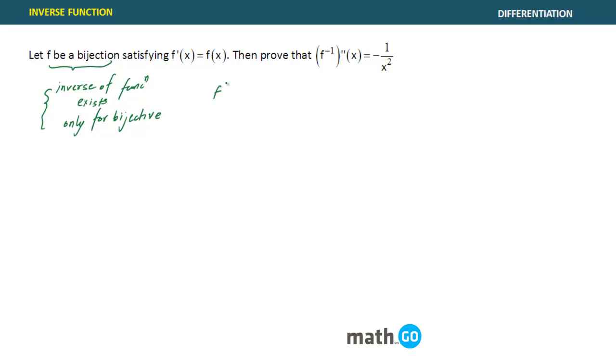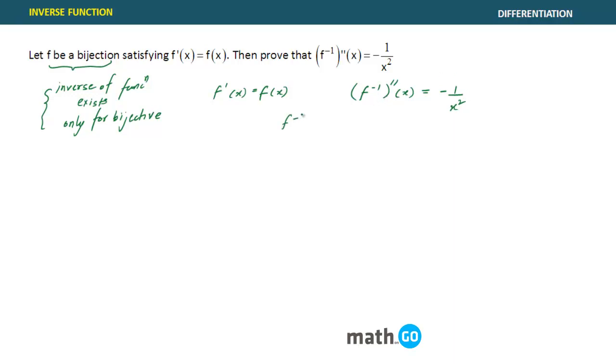Satisfying f dash x is equal to f x. Now this is given. Now you are asked to find the second derivative of the inverse function. So this statement means the second derivative of the inverse function is equal to minus 1 by x squared. This is what we want to prove. So for these kinds of questions, let us do a simplification.